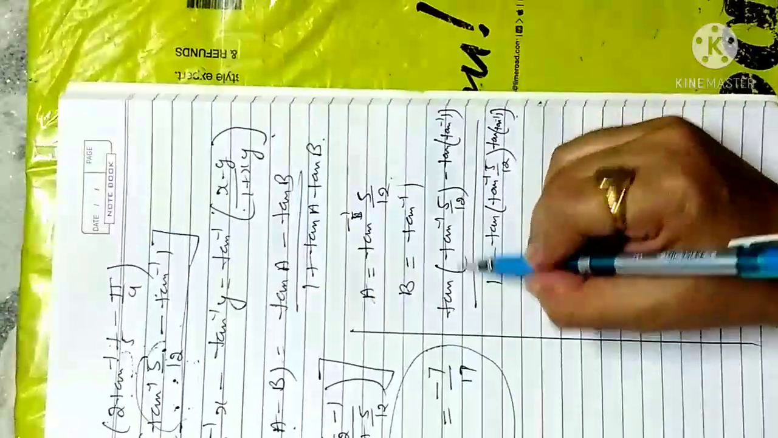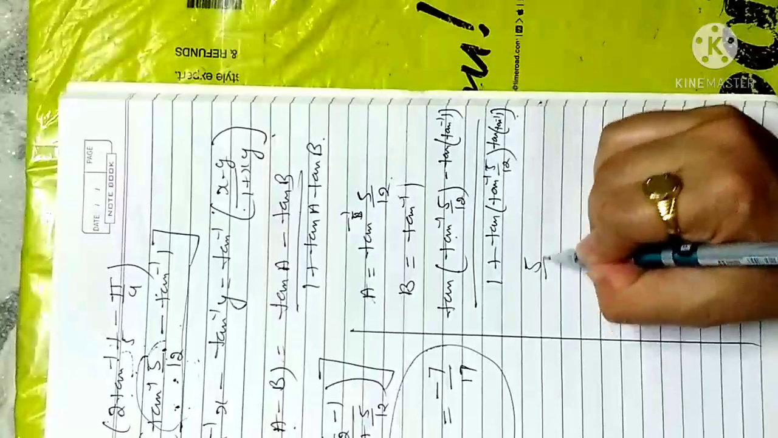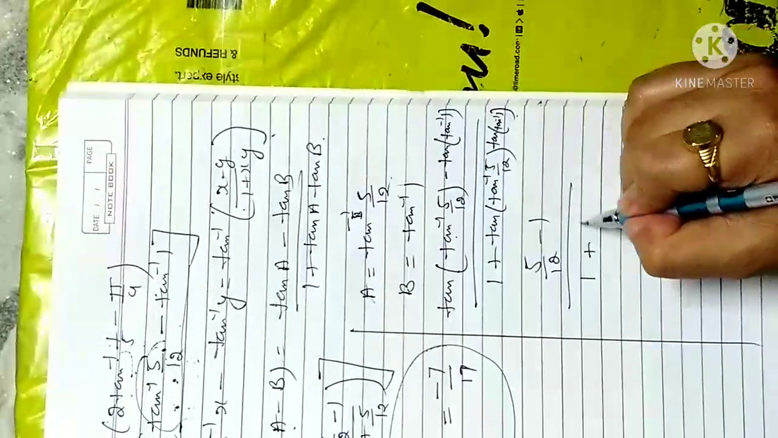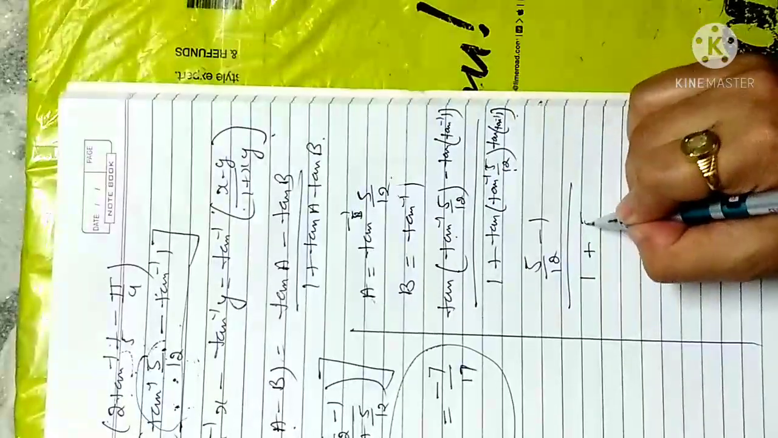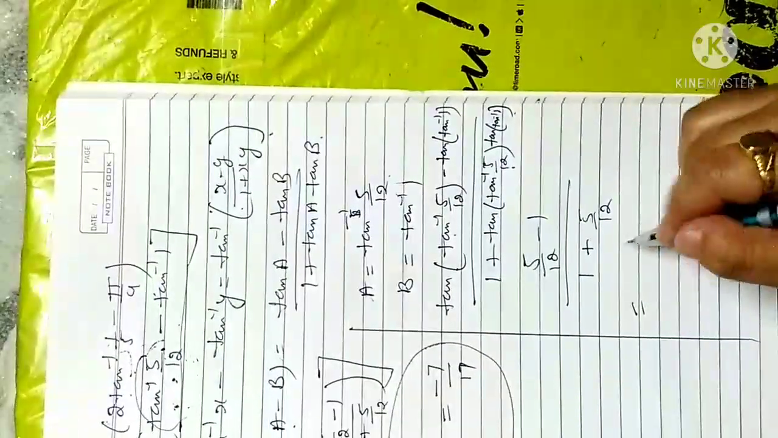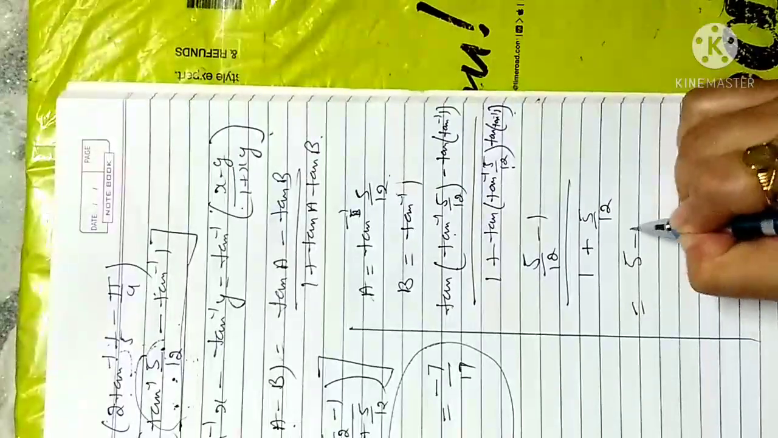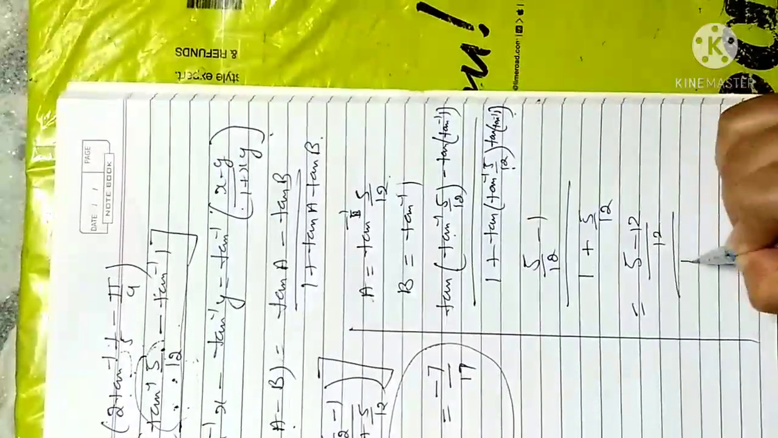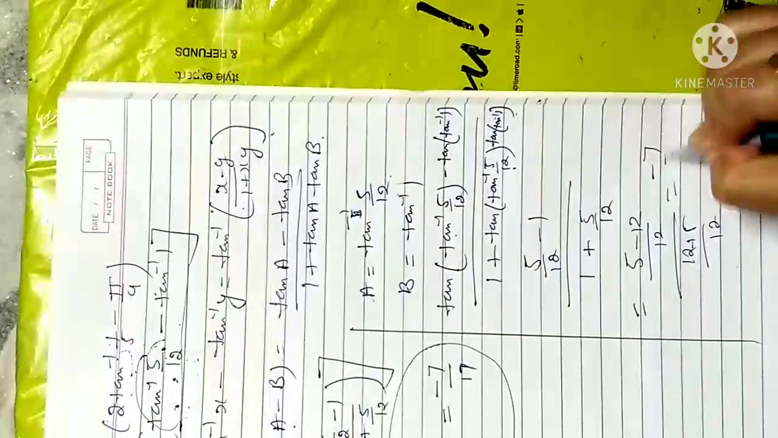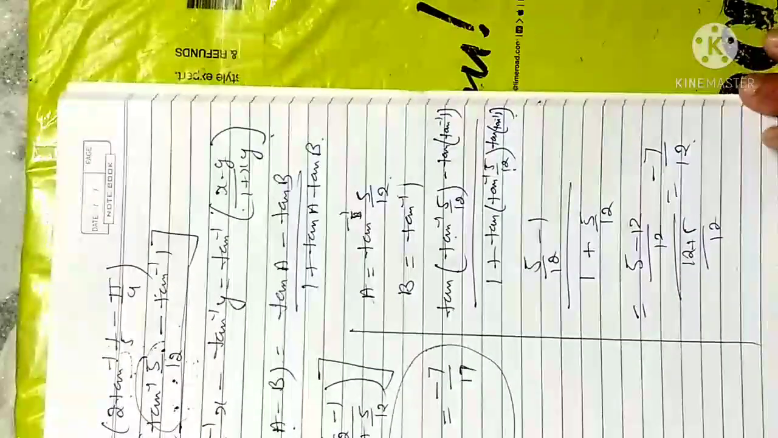So this tan inverse will be cancelled. What is left? 5 by 12 minus 1, and 1 plus 5 by 12 into 1. After that we will get the same answer, that is 5 minus 12 by 12 and 12 plus 5 by 12. So that is minus 7 by 17 is my required answer.